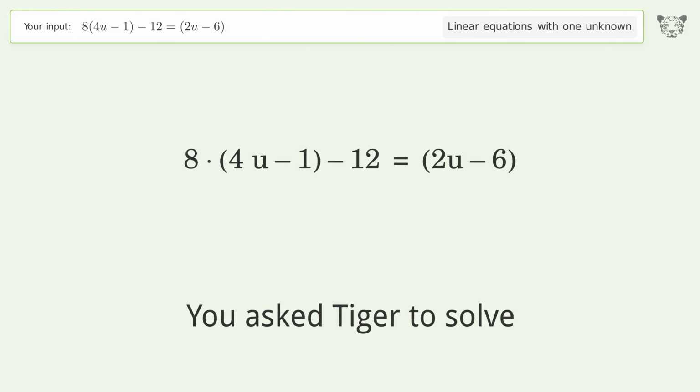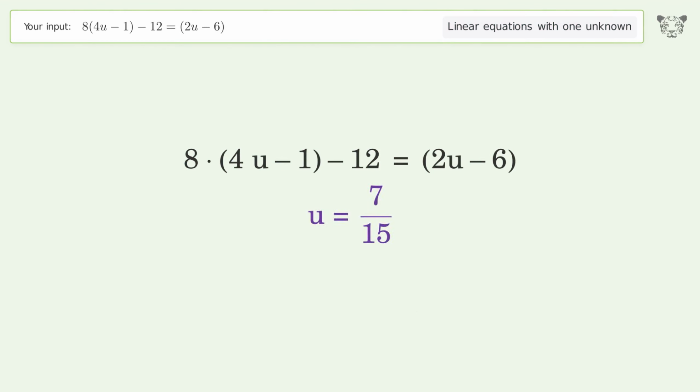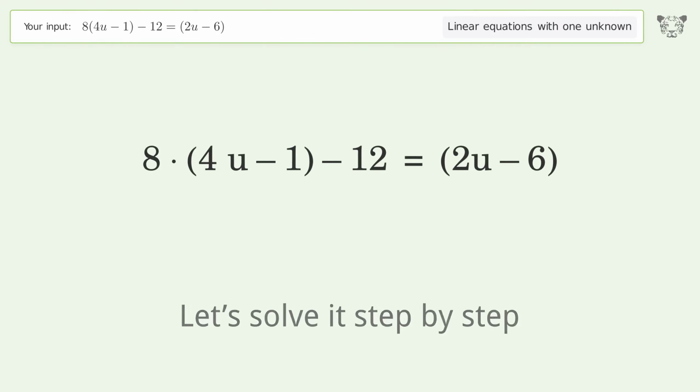You ask Tiger to solve this. It deals with linear equations with one unknown. The final result is u equals 7/15. Let's solve it step by step.